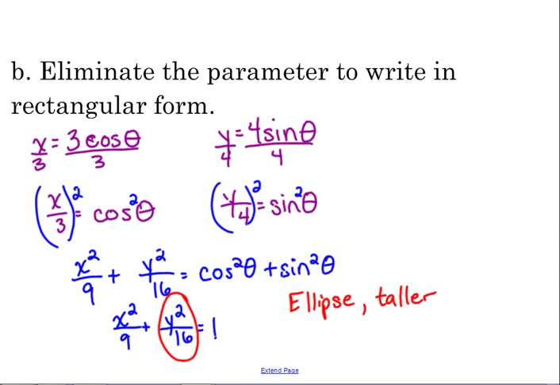Because y is over the bigger number, so you go further units away from the center to plot your vertices. You don't go as many units away in the x direction to plot your co-vertices, so it is taller. It does have a center. This one's easy, 0, 0, because you're not adding or subtracting anything from your x or your y.